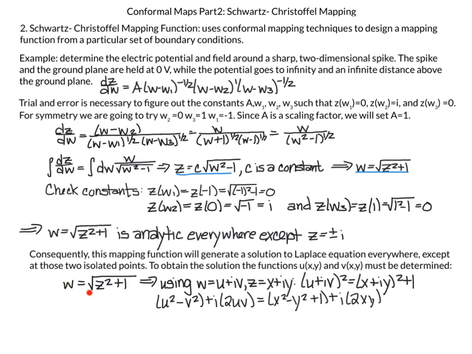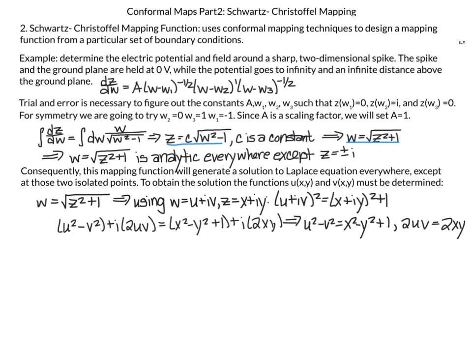So when we have w equals the square root of z squared plus 1, using w equals u plus iv and z equals x plus iy, I'm going to square both sides of the equation. So w squared, which is (u plus iv) squared, equals z squared, (x plus iy) squared, plus 1. Solving algebraically, I get my new real part, x squared minus y squared plus 1, and my v as 2xy.